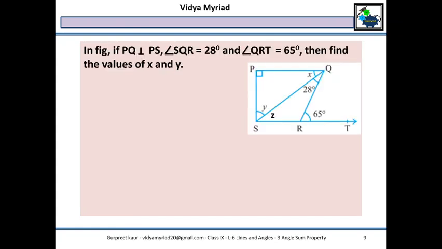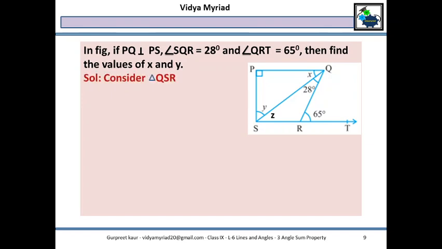Next question. Here PQ is perpendicular to PS, angle SOR is given as 28 degrees and angle QRT is given as 65 degrees. If you see QRT, that forms an exterior angle. You need to find the values of X and Y.